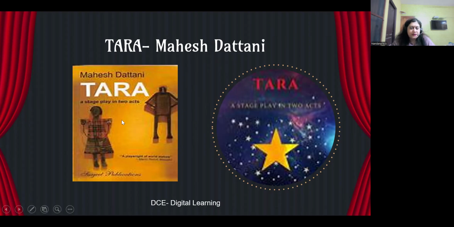So it says Mahesh Dattani's Tara, a stage play in two acts. And then in this cover page, we can see Tara, a stage play in two acts, and then a star. Tara in Hindi means a star. In Kannada also, Tara again means a star. So one of the primary characters, in fact the primary character, is Tara here in the play. We'll see the symbolism regarding why Tara is referred to as a star.